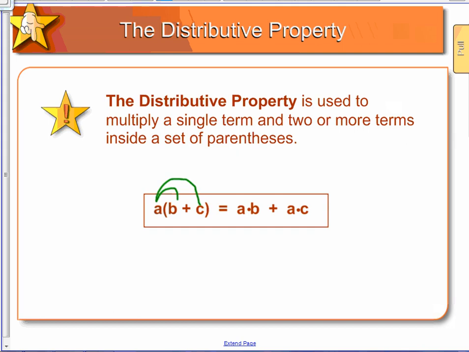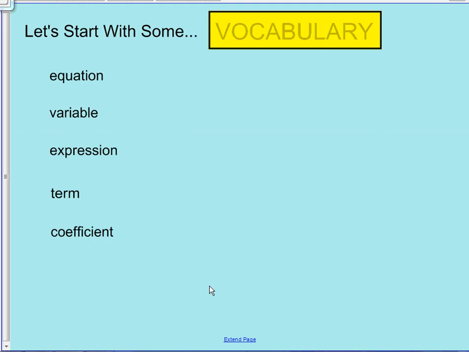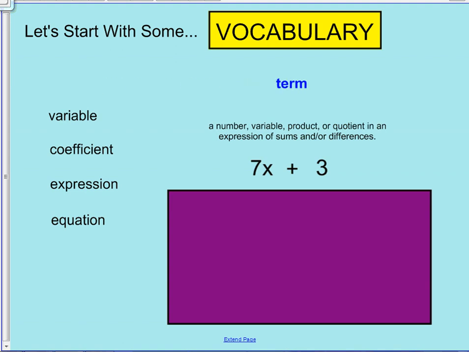Okay. Now, when we're working with the distributive property, there are some different terms that go along with these algebraic expressions that we are going to review. So, we're going to start with some vocabulary. Our first one is a term. A term is a number, variable, product, or quotient in an expression of sums and or differences. All right.